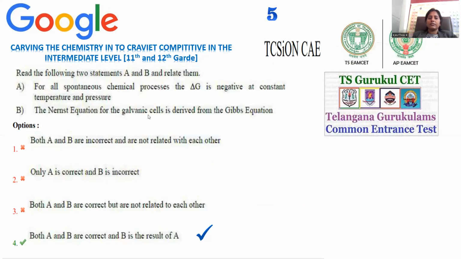Statement number 2, the Nernst equation for the galvanic cell is derived from the Gibbs equation. This is also correct, and it is the product of A. So it is the result of A. What they mentioned in this option number 4 is perfectly correct. For question number 5, option number 4 is the correct answer.